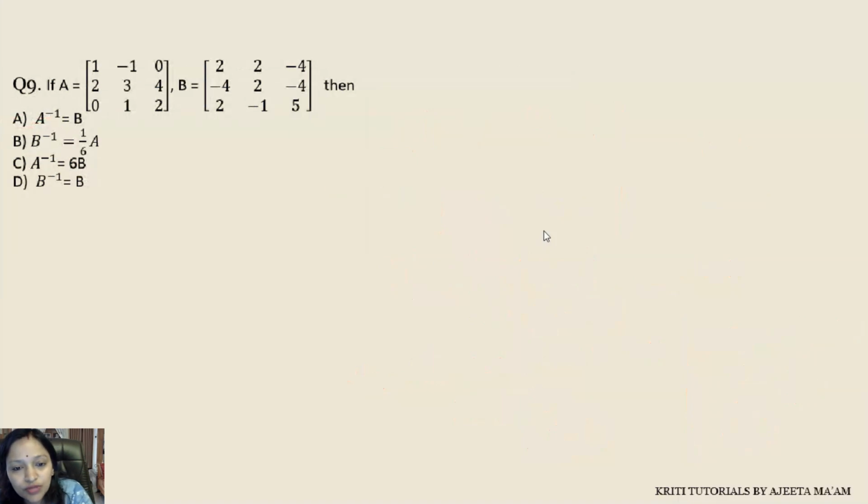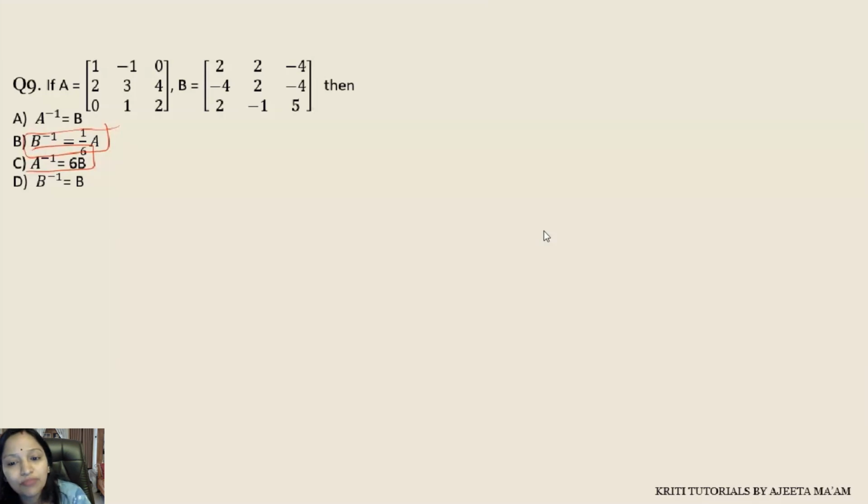If A is this, B is this, then what's the relation basically? They are asking you about A and B. So here in these questions, you can find the inverse also and check, because options are given with inverse. But the important point in these types of questions is that you should be clear about which can be the inverse of which, and which is giving the determinant value. See, what is the relation here: B inverse is 1/6 A, A inverse is 6B.